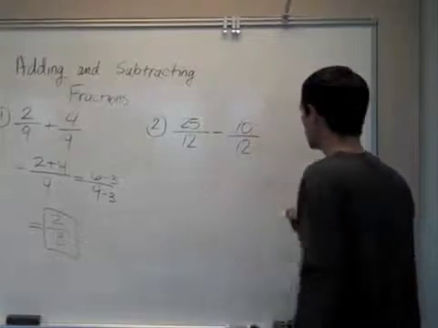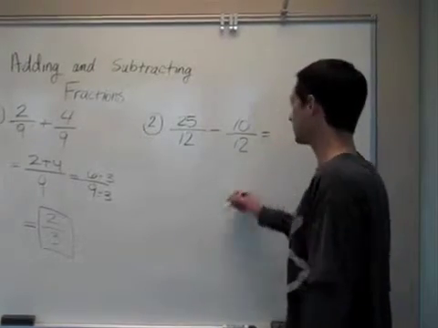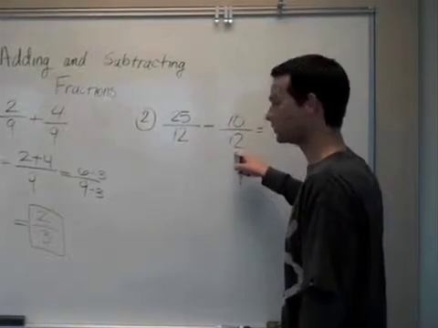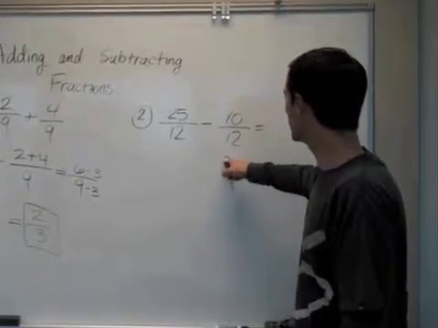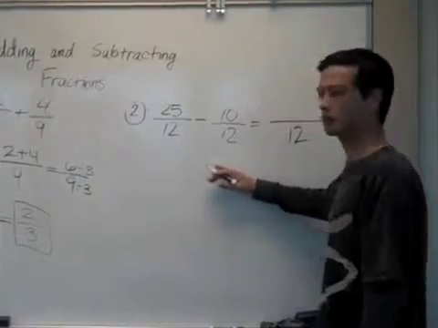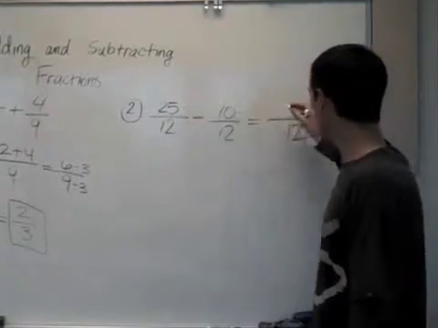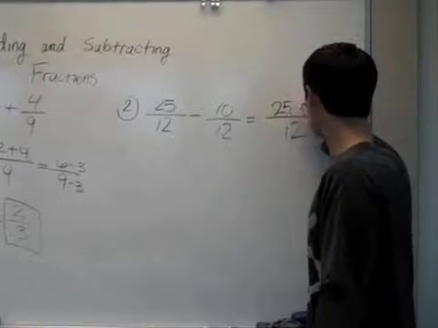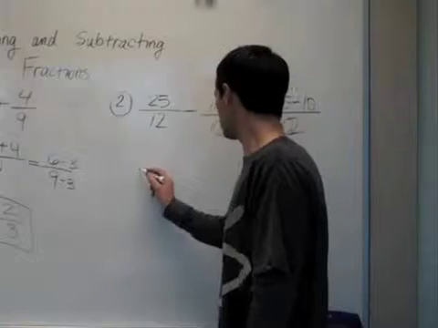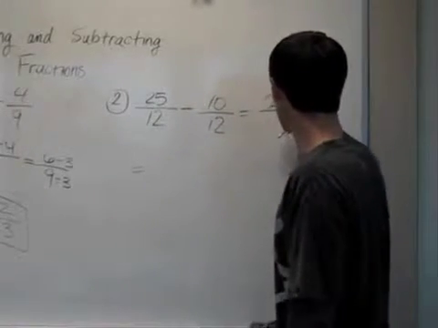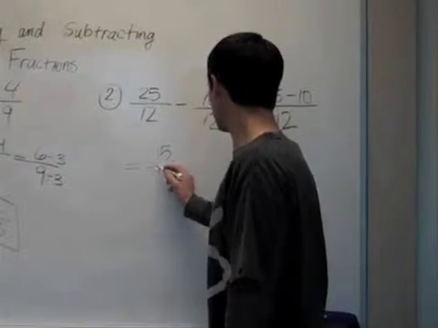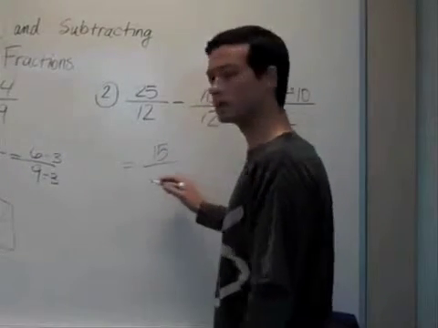subtraction. So it's similar to adding. We must again have the same denominator, which we do in this case. It's 12. So we just write that same denominator. We don't even have to worry about it. And then we just do 25 minus 10. And 25 subtract 10 is 15. And we just keep the same denominator, which is 12.